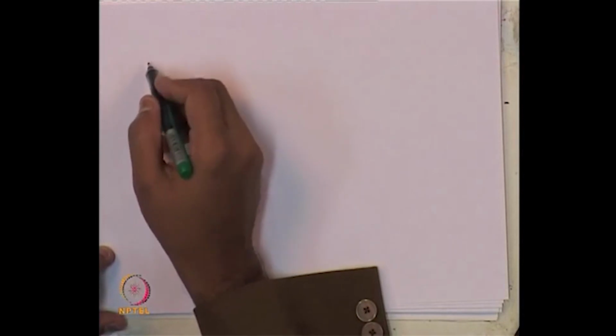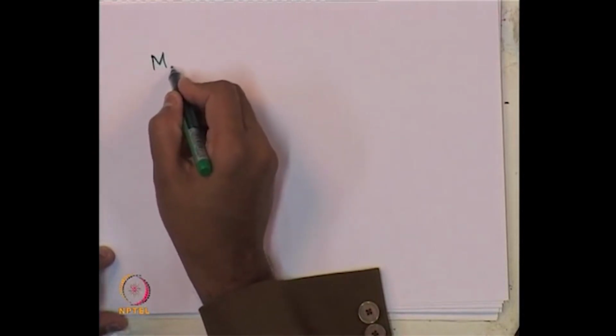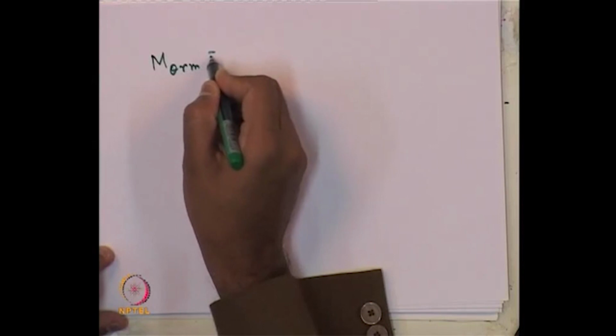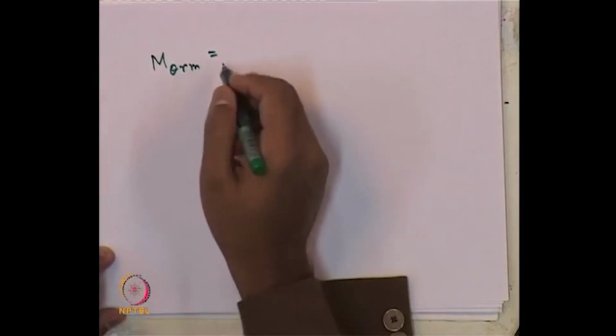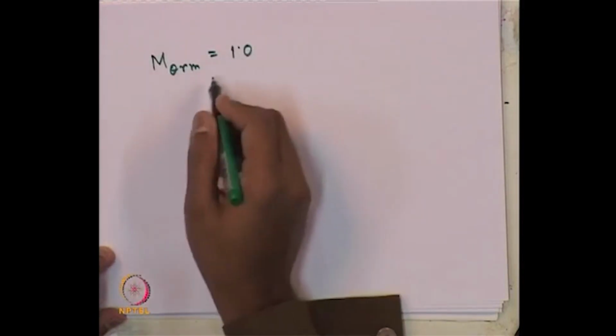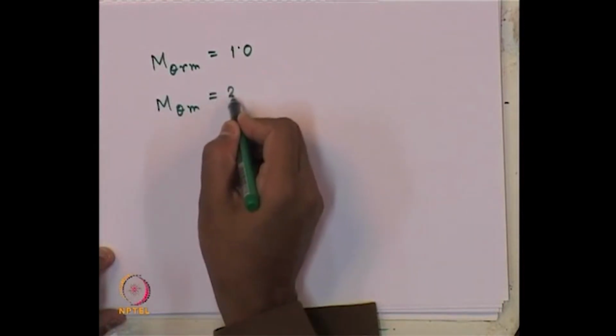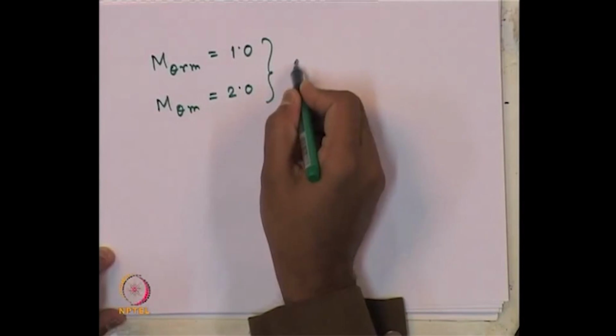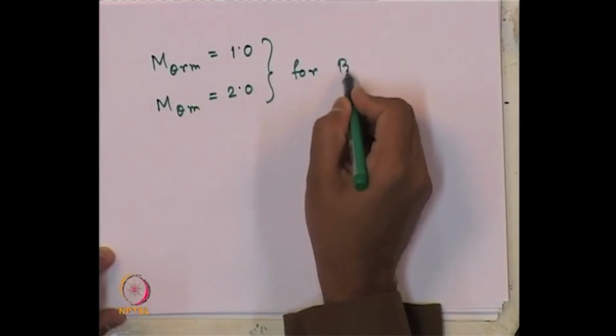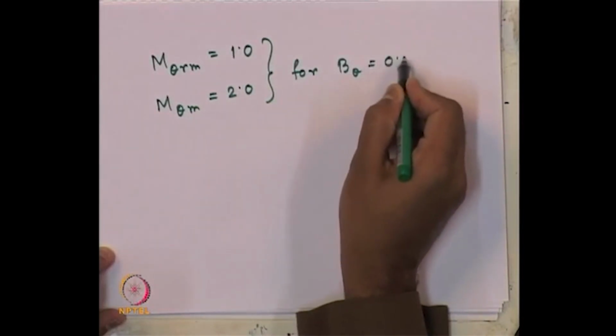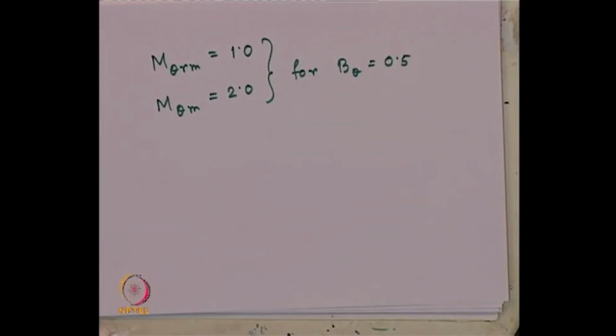From this design chart, we get m theta r m for rotating mass type, which is for r, and constant force type, which is without r, is 1, and m theta m is about 2. That I am reading for b theta equals 0.5 from that design chart.